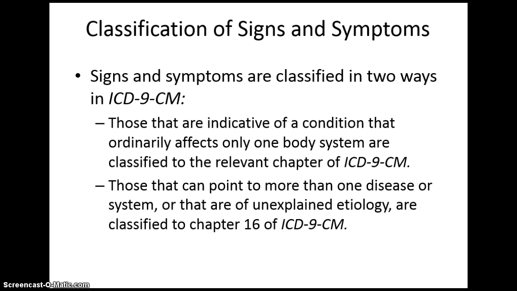Signs and symptoms are classified in two ways in ICD-9-CM. Those that are indicative of a condition that ordinarily affects only one body system are classified to the relevant chapter, or they're classified in Chapter 16 as those that can point to more than one disease or system or have an unexplained etiology.